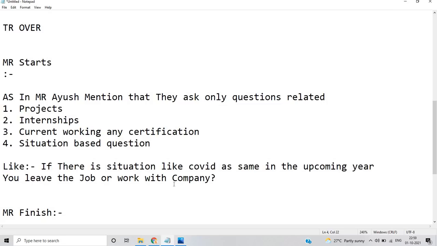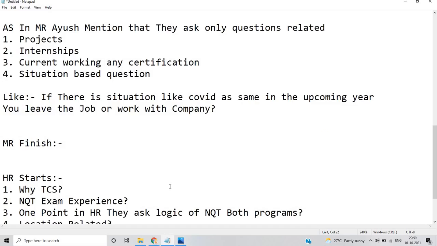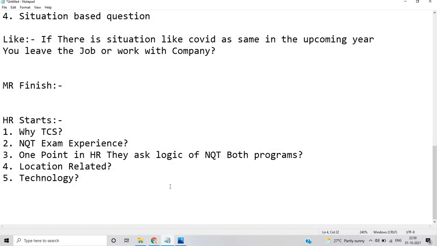And this point is very important: they ask situation-based questions, and you have to prepare your projects and internships well, and if you are currently working in any internship, technology or domain, or have any certification. After that MR will be finished and then HR will start.